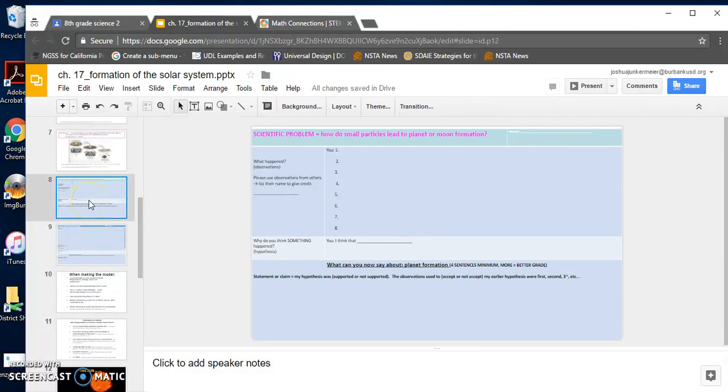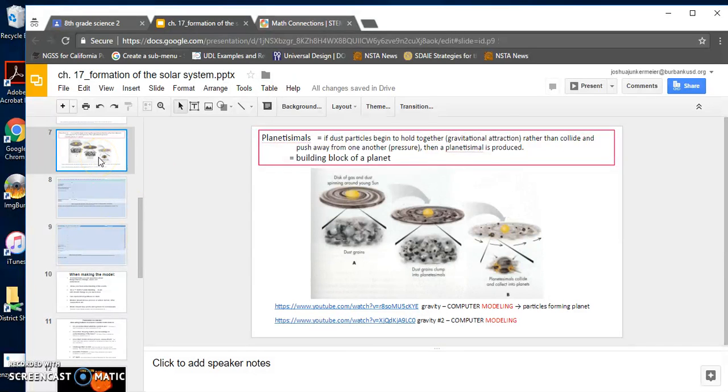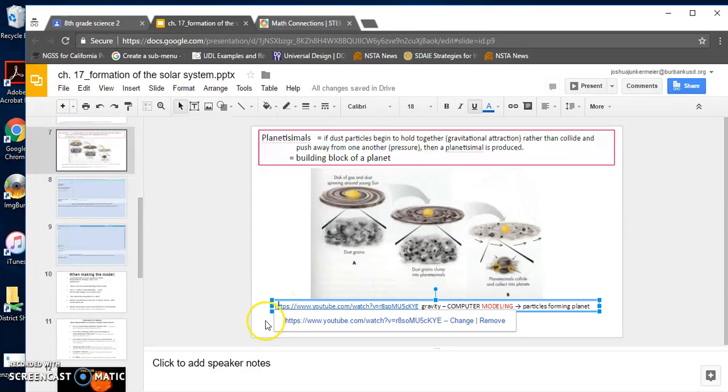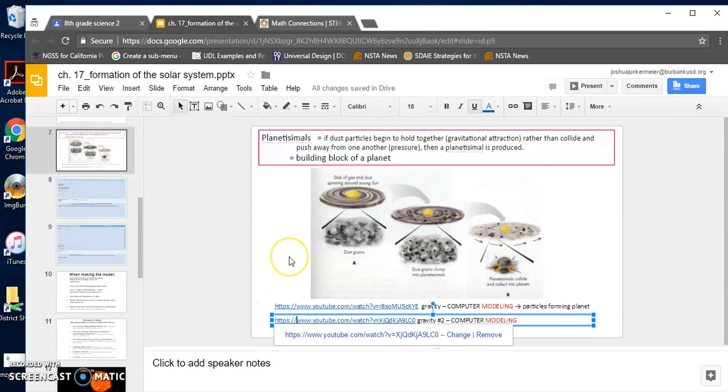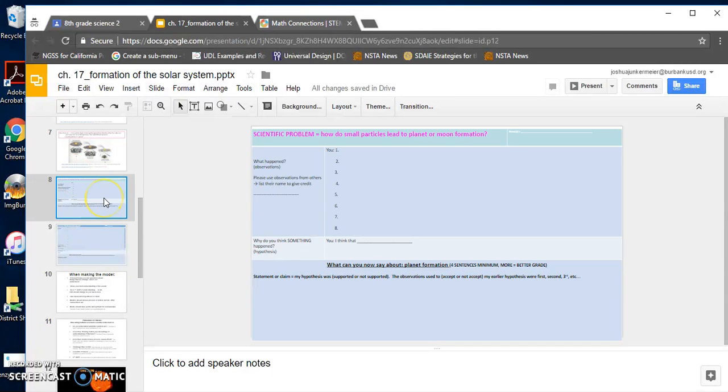To complete the statement of understanding, remember what this type of assignment is called, you're going to complete slide 8 here using links from slide 7 here. So this YouTube link and this YouTube link are going to get you to be able to learn a little bit more about how small particles lead to planet or moon formation.